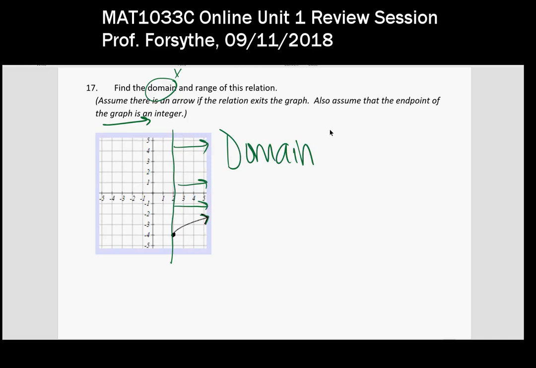Okay, the domain is starting at 2. This is the x values. So we're going to use a bracket because it does start actually at 2. And then we're going to go all the way to the right to infinity. And you always use parentheses for infinity.